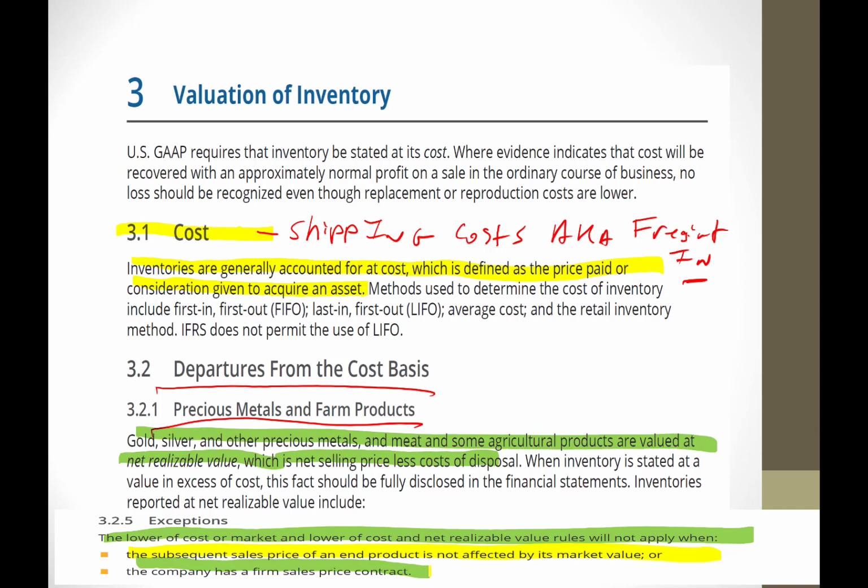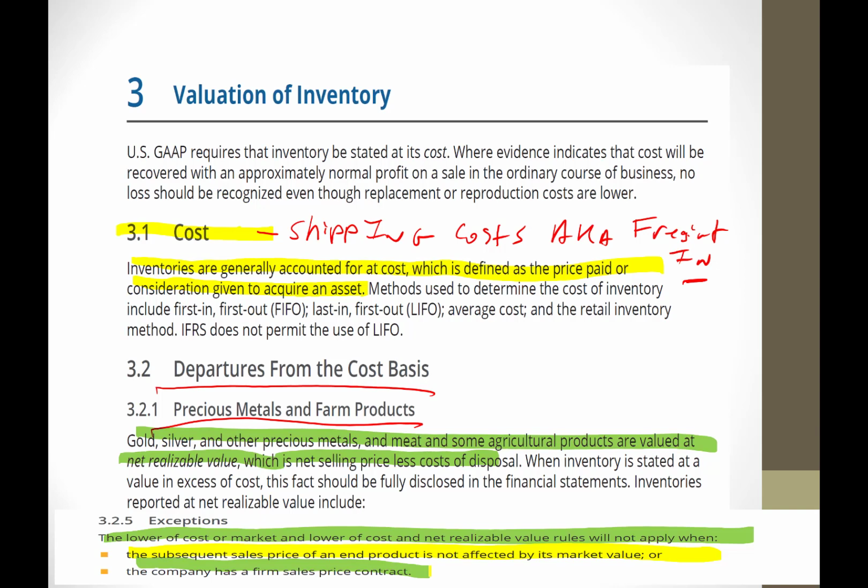Okay? So again, departures from cost, what are we doing here? Here we're saying you can keep that at a higher net realizable value. Here we're saying under the lower of cost or market, you don't have to write it down to lower market if what?